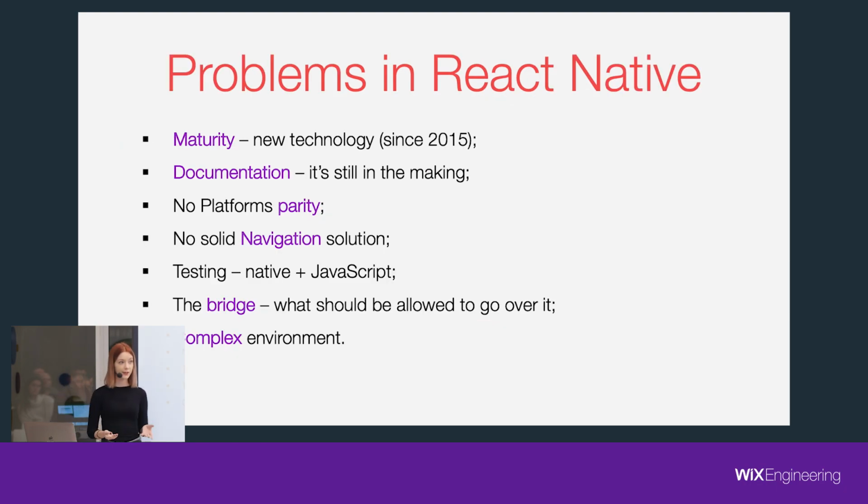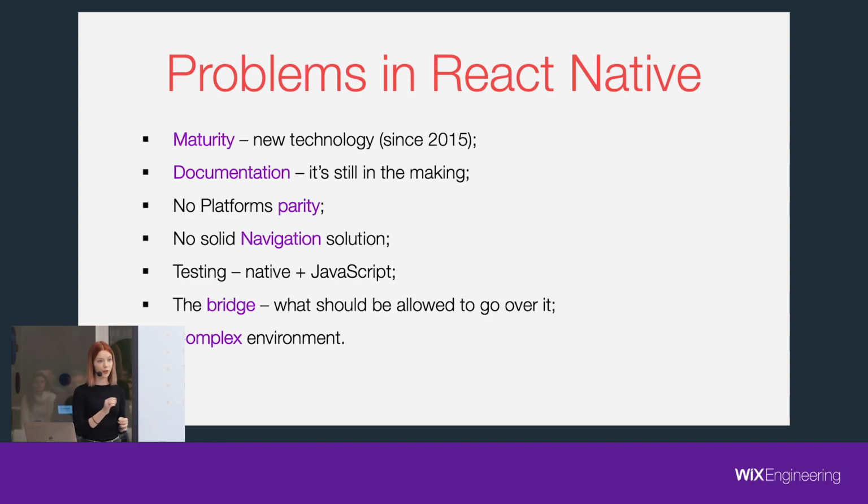Of course, there are still some problems with React Native. Firstly, it's still a new technology, and the documentation of it is still in the making. But because of a big community, you can find answers to your problems very fast. Also, there's no platform parity because there's always going to be a difference between Android and iOS. One example is that there's no solid navigation solution. For example, an iOS native navigation solution is swiping your screen, and for Android you mostly have different buttons. Also, it's hard to test native and JavaScript altogether.